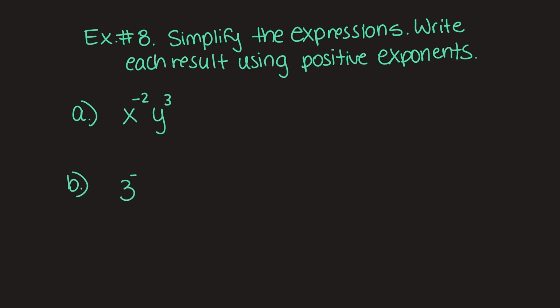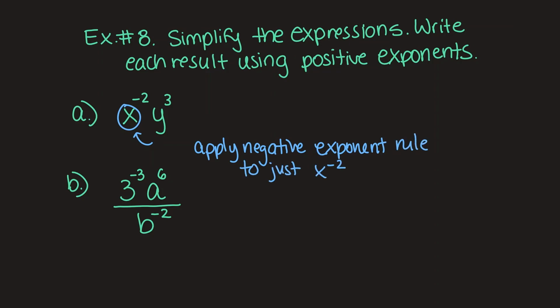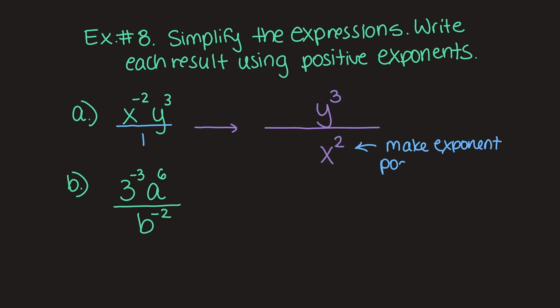So let's try an example. We want to simplify the expressions and write each result using positive exponents. So for the first expression, the base x has a negative exponent, and we apply the negative exponent rule to just x to the -2. It might help to write the expression as a fraction over 1 first. So the y to the 3rd power stays in the numerator, and we will flip the x and bring it to the denominator and make the exponent positive after flipping. So this simplifies to y to the third over x squared.